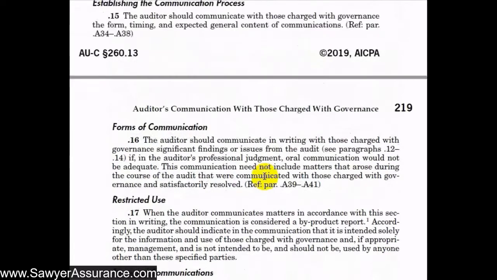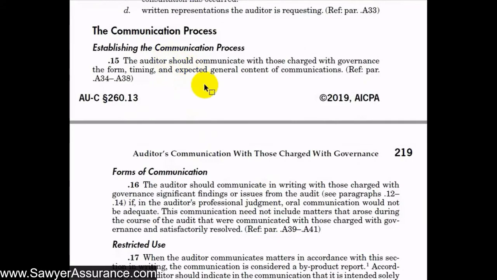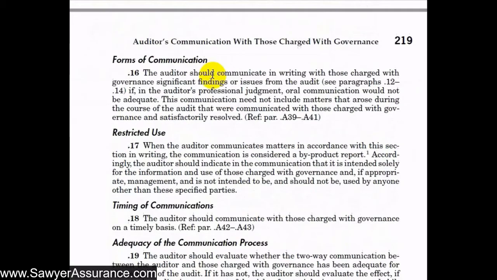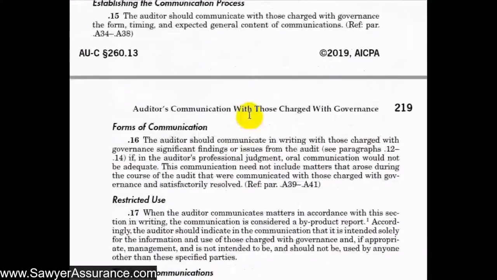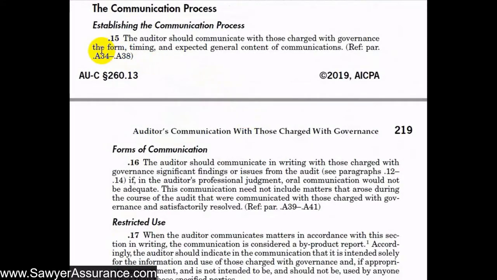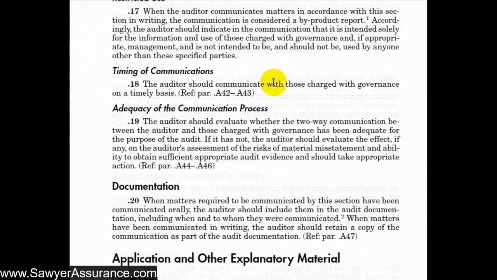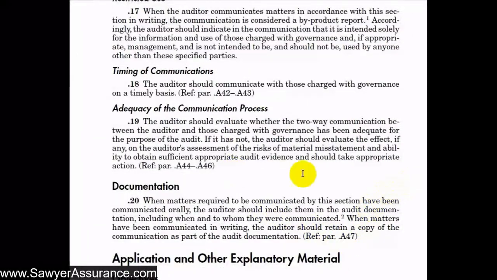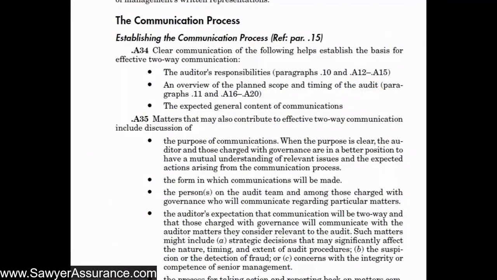So anyway, we've got a lot of explanatory material here. In summary, this told us the form, timing, and expected content of the communications, and so hopefully this explanatory material gives us some more details about how to make that happen. So we've got A34 through A46. Okay, so now we're down in the explanatory material section as it relates to the communication process.